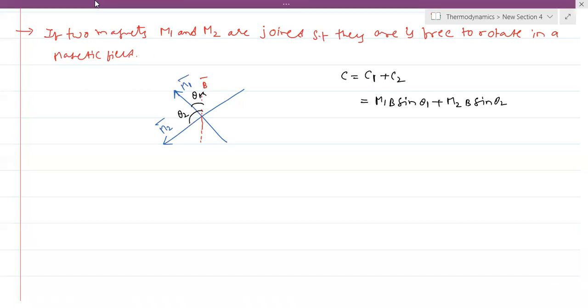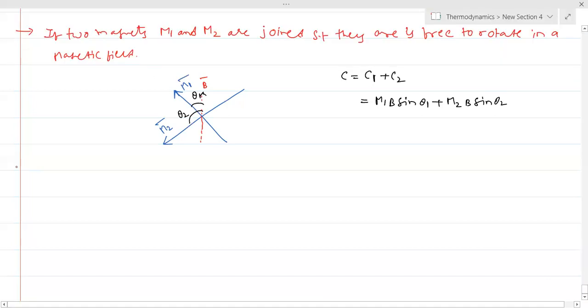Next, so these models are very important for your competitive exams.